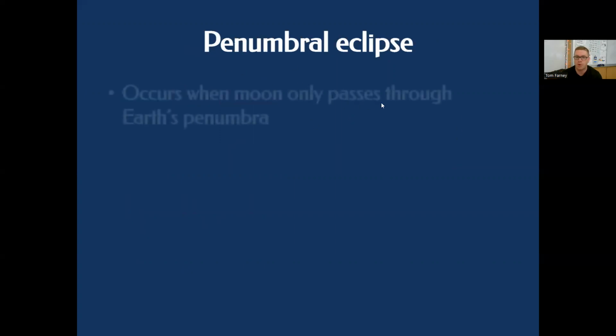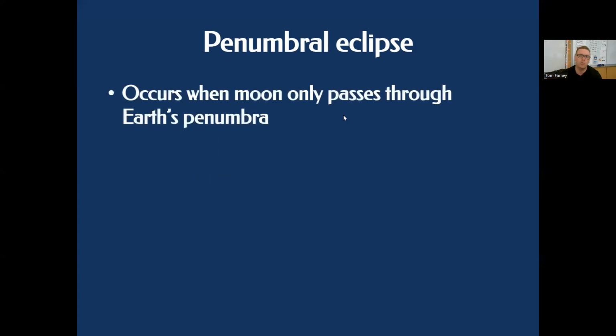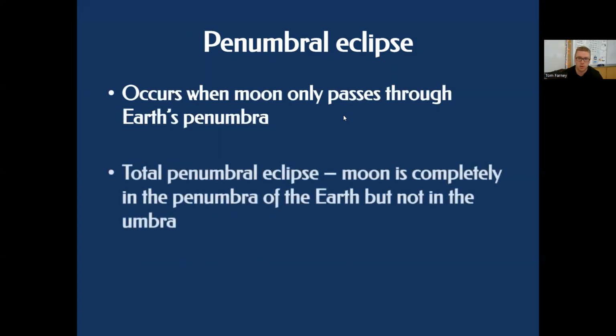So the first one, penumbral, it occurs when the moon only passes through the Earth's penumbra right there. A total penumbral eclipse is when the moon is completely in the penumbra, but not in the umbra. This is a very rare type just because the area that is being taken up by the penumbra is very, very small. So in order to have the moon line up correctly on its slightly tilted orbit to pass through that partial shadow being cast by the Earth is very, very rare. We do not see that very often.